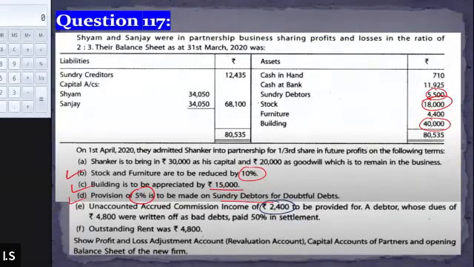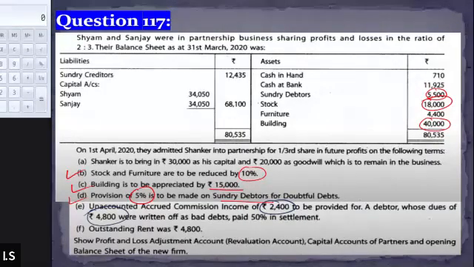A debtor whose dues of 4,800 were written off as bad debt paid 50% in the settlement. So the debtor who was assumed to be a bad debt has paid 50% of the amount. This is considered as the recovery of bad debt. Out of 4,800 we recover 2,400. So this is obviously a gain, and gain is also needed to be recorded on the credit side of the revaluation account. So both these items will be recorded on the credit side.